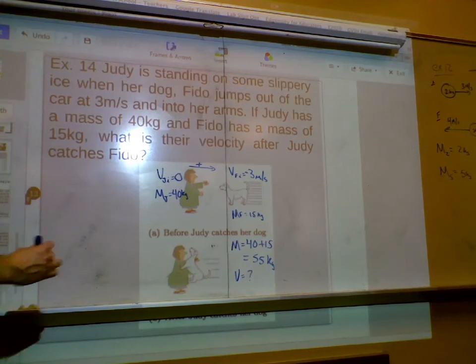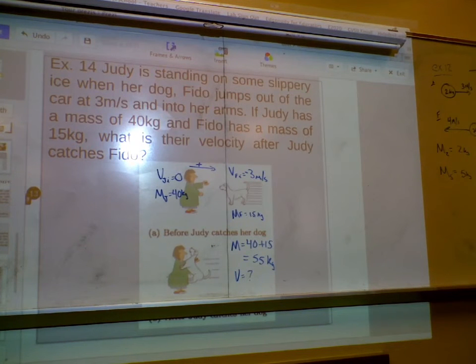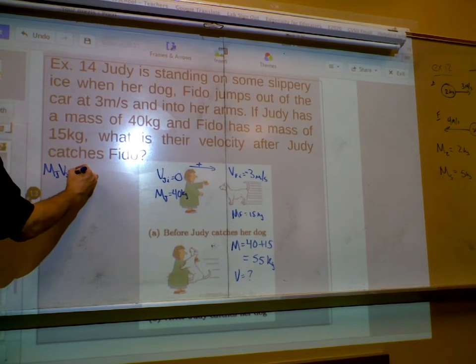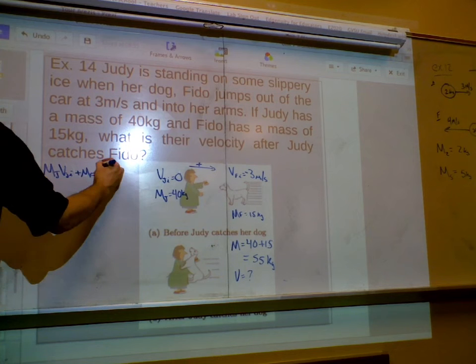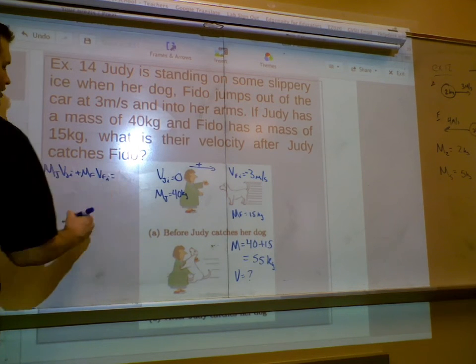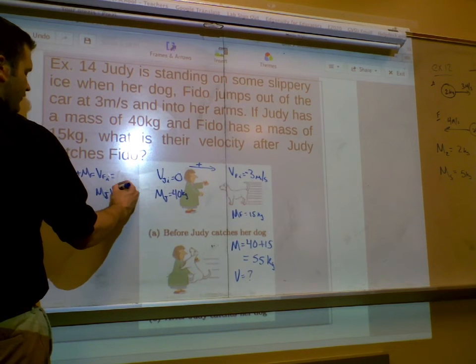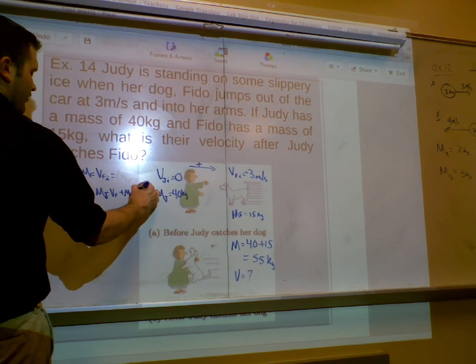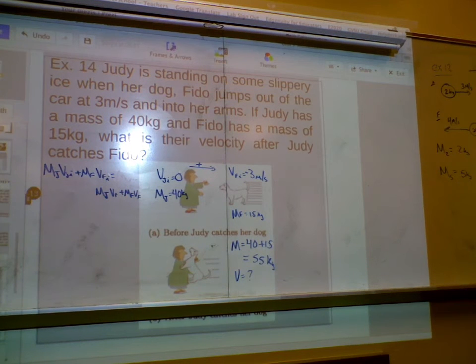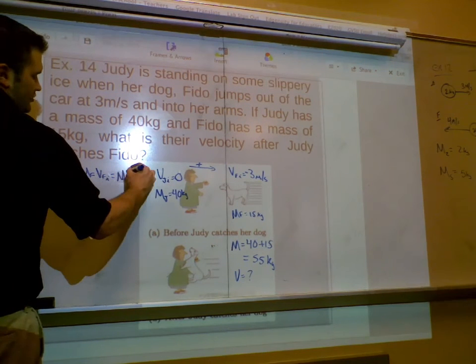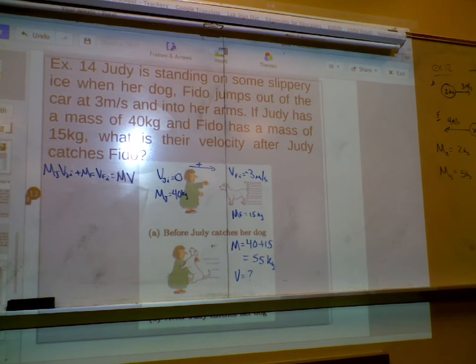You do not have to combine them, but I find it easier if you do. So you could approach it this way. You could do mass of Judy, velocity of Judy initial, plus mass of Fido, velocity of Fido initial, equals mass of Judy, velocity final, plus mass of Fido, velocity final. You could do it that way, but then you have 4 terms to take care of. Or I could just say Judy and Fido have the same mass at the end, and just do mass times velocity at the end. Either way works.